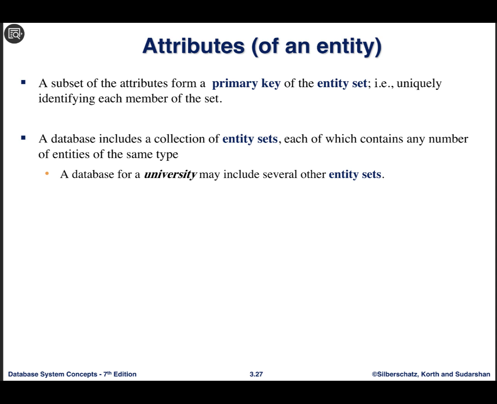A database in general contains or includes a collection of entity sets. So at a high level, a university database has a collection of entity sets. What kind of entity sets do we have? Instructor, student, course, and etc. All of them we call an entity set, which contains any number of entities of the same type for every single entity set, of course. Okay?